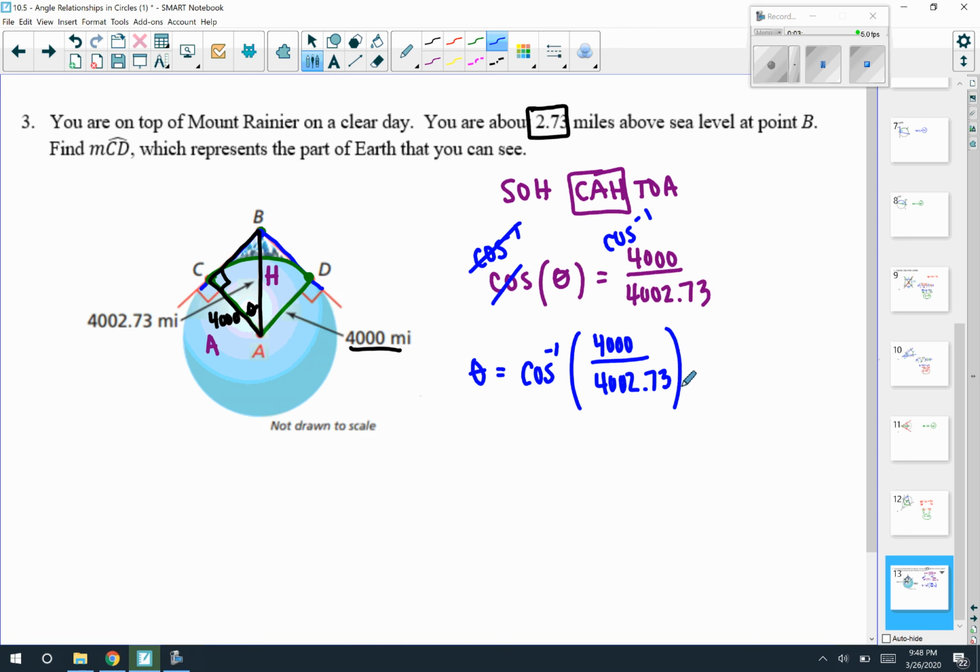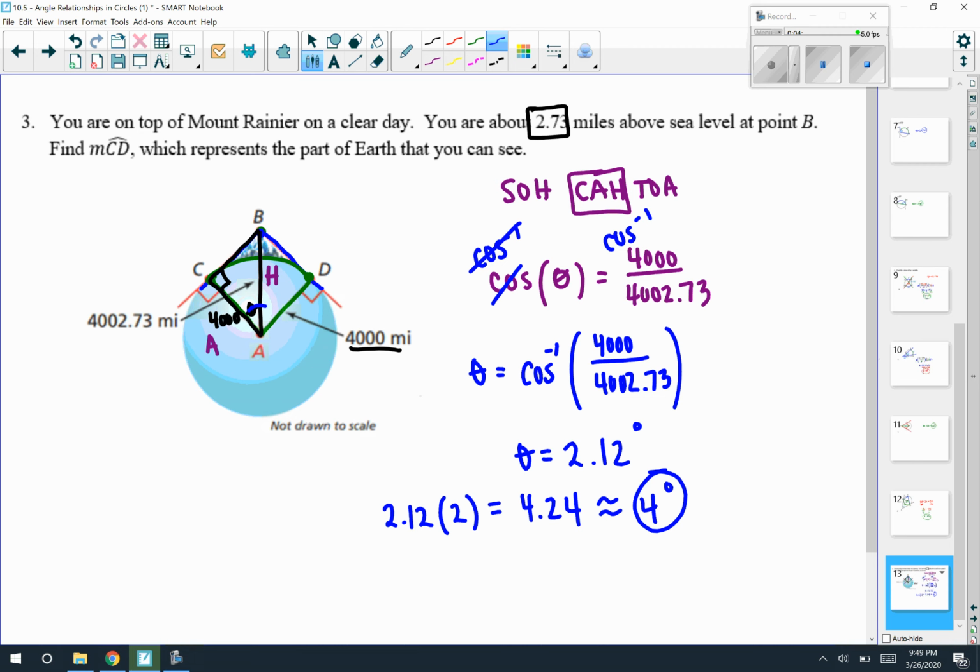Grab your calculators, pull up your trig functions, grab your inverse cosine, type in 4,000 divided by 4,002.73, hit enter, and I'm getting that theta is about 2.12 degrees. Which means if this side where I have theta is 2.12 degrees, then the other side must be 2.12 degrees. So I'm going to double that. 2.12 times 2 is 4.24, which roughly, we could leave it like that, but it's roughly 4 degrees.